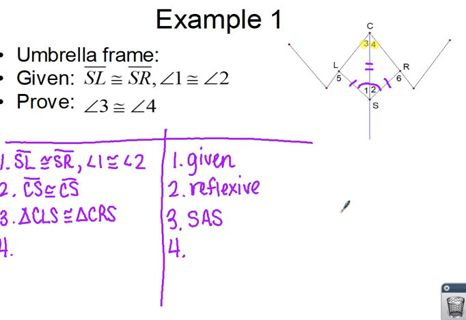So now that the triangles are congruent, we can prove any of their parts congruent as well. So now we can say angle 3 is congruent to angle 4 by CPCTC. It's not always the last step, but it's usually pretty close to the last step.